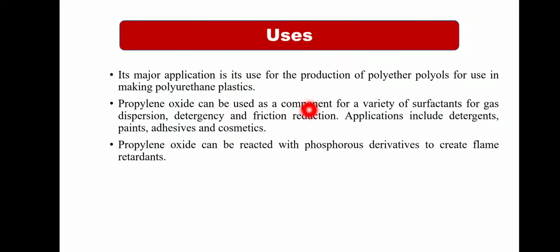Next one, uses. Its major application is that it is used for the production of polyether polyols for use in making polyurethane plastic. Second one, propylene oxide can be used as a component for a variety of surfactants for gas dispersion, detergency and friction reduction, and its applications include detergent, paint, cosmetic. Propylene oxide can be reacted with hypochlorous derivative to create flame retardants.